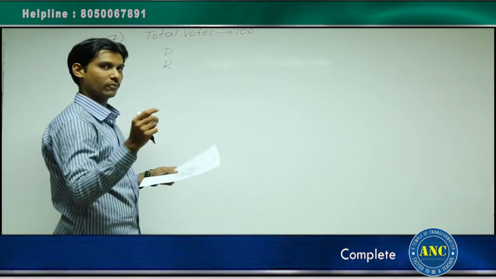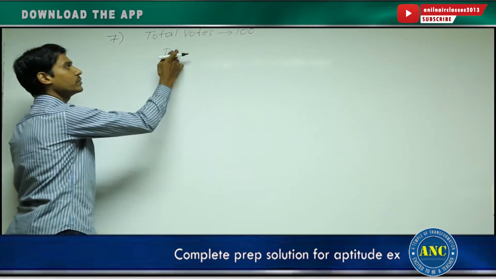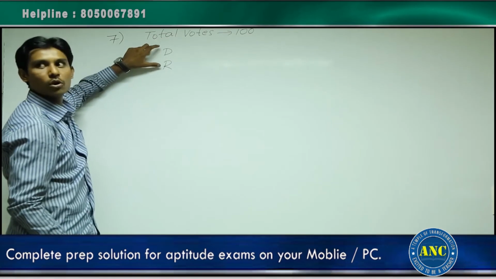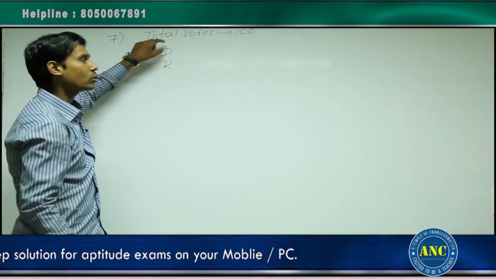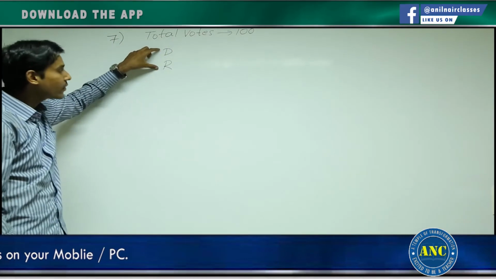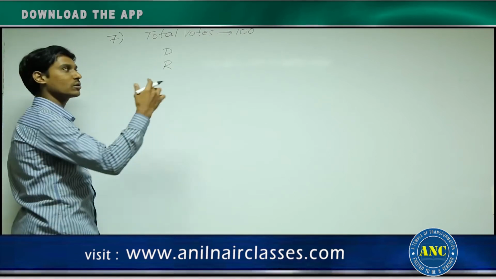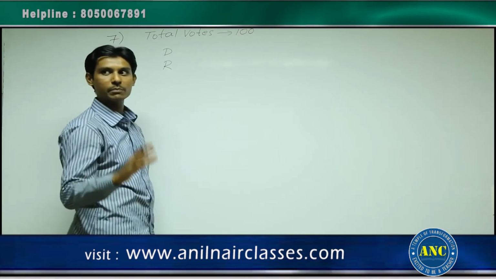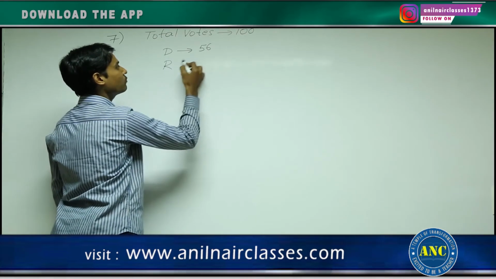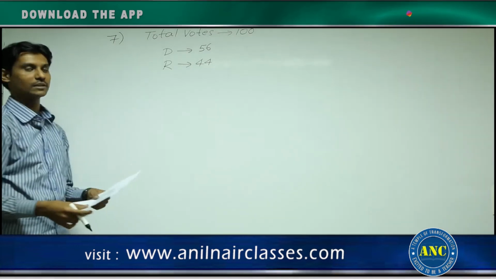Second statement says, first of all, let us analyze this here. Difference between both of them should be 12. If I add the total votes individually, then the total should be 100, right? Sum of two numbers should be 100. Difference of the same two numbers should be 12. What are those two numbers? If you want to calculate simultaneous equation, a plus b is 100, a minus b is 12. You will get the values as 56 and 44. This is the only value which will satisfy.